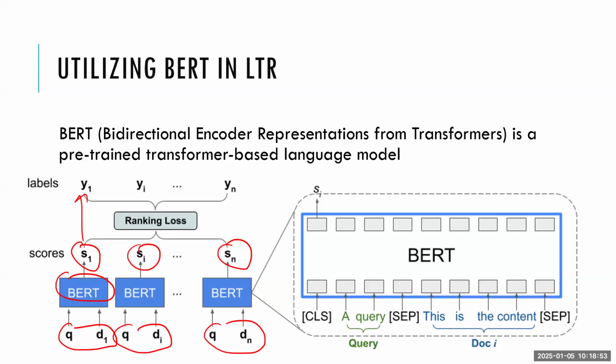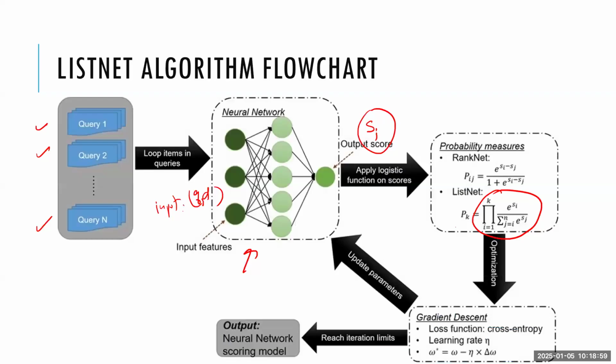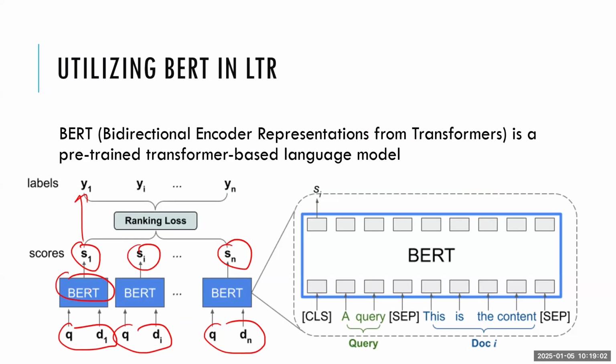So this one is similar to ListNet, right? Because the network actually receives one query document pair at a time. The input for BERT is one pair. But the difference is that the query and document do not use the same feature extraction, right? It uses the transformer to convert the sentence into some kind of score.